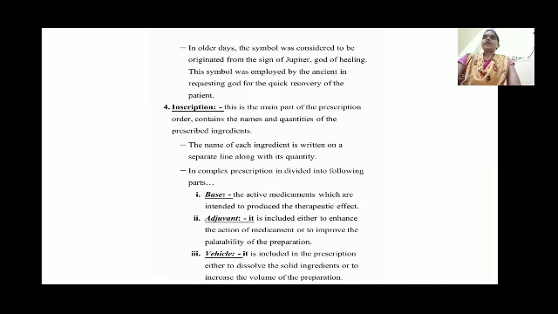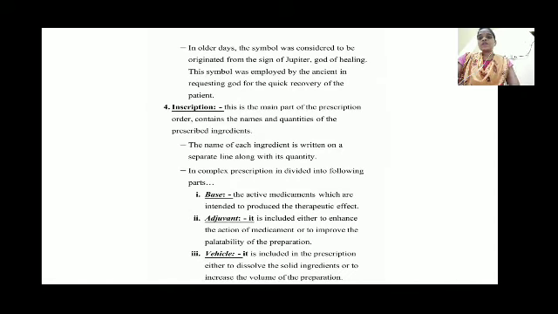So inscription. In inscription, the main part is the order, which contains the names and quantities of the prescribed ingredients. For example, in a syrup containing ingredients, in the label itself you can see the ingredients over there. So the ingredients, the quantities and how much of each prescribed ingredient.